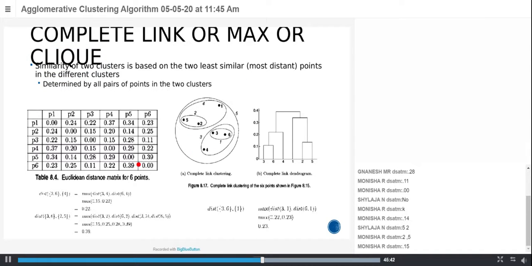So again we have a proximity matrix here. First, we are going to find the two farthest points, then we are going to select the distance between any two farthest points. Now, initially we start with each and every point as a single cluster. Then we are going to select each point with the distance between other points.